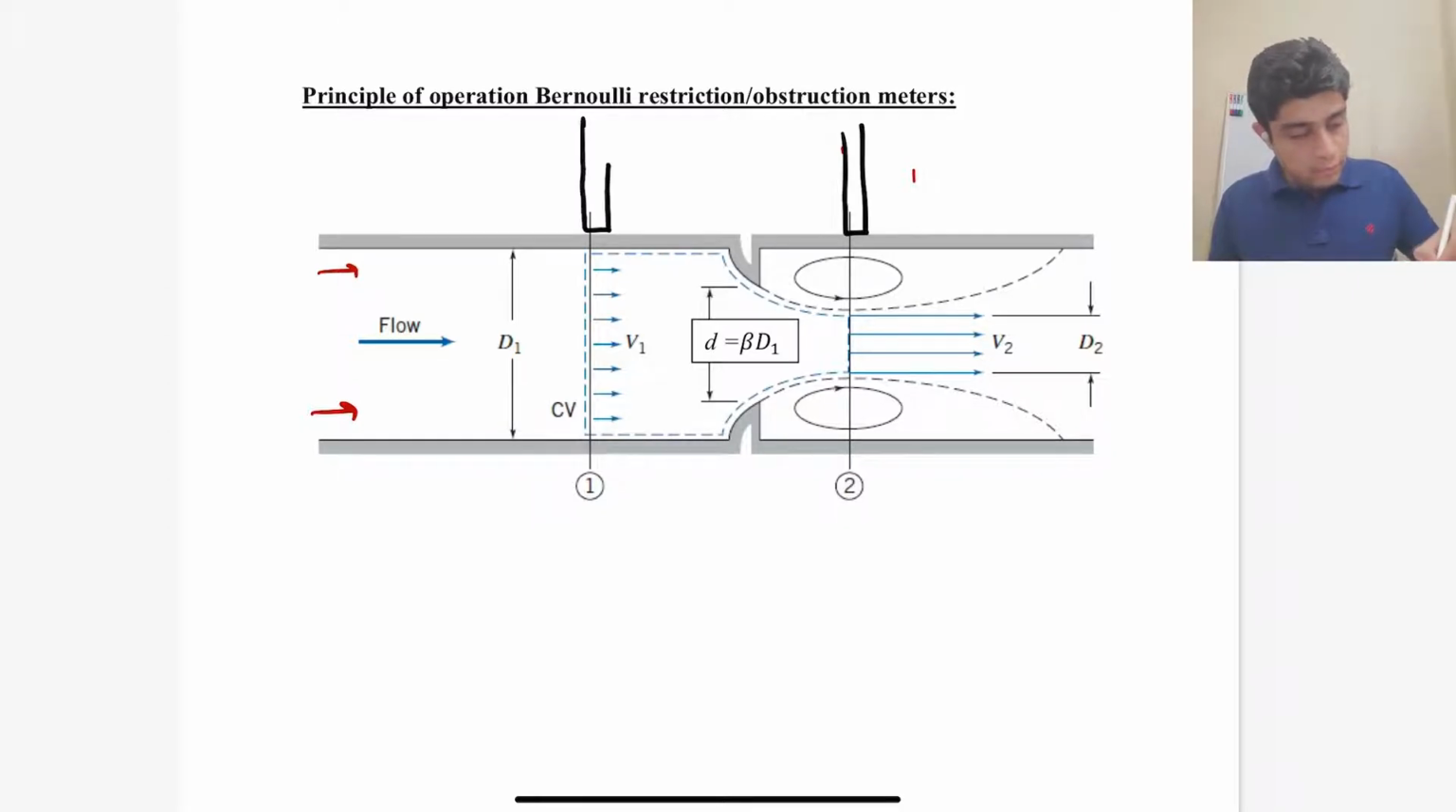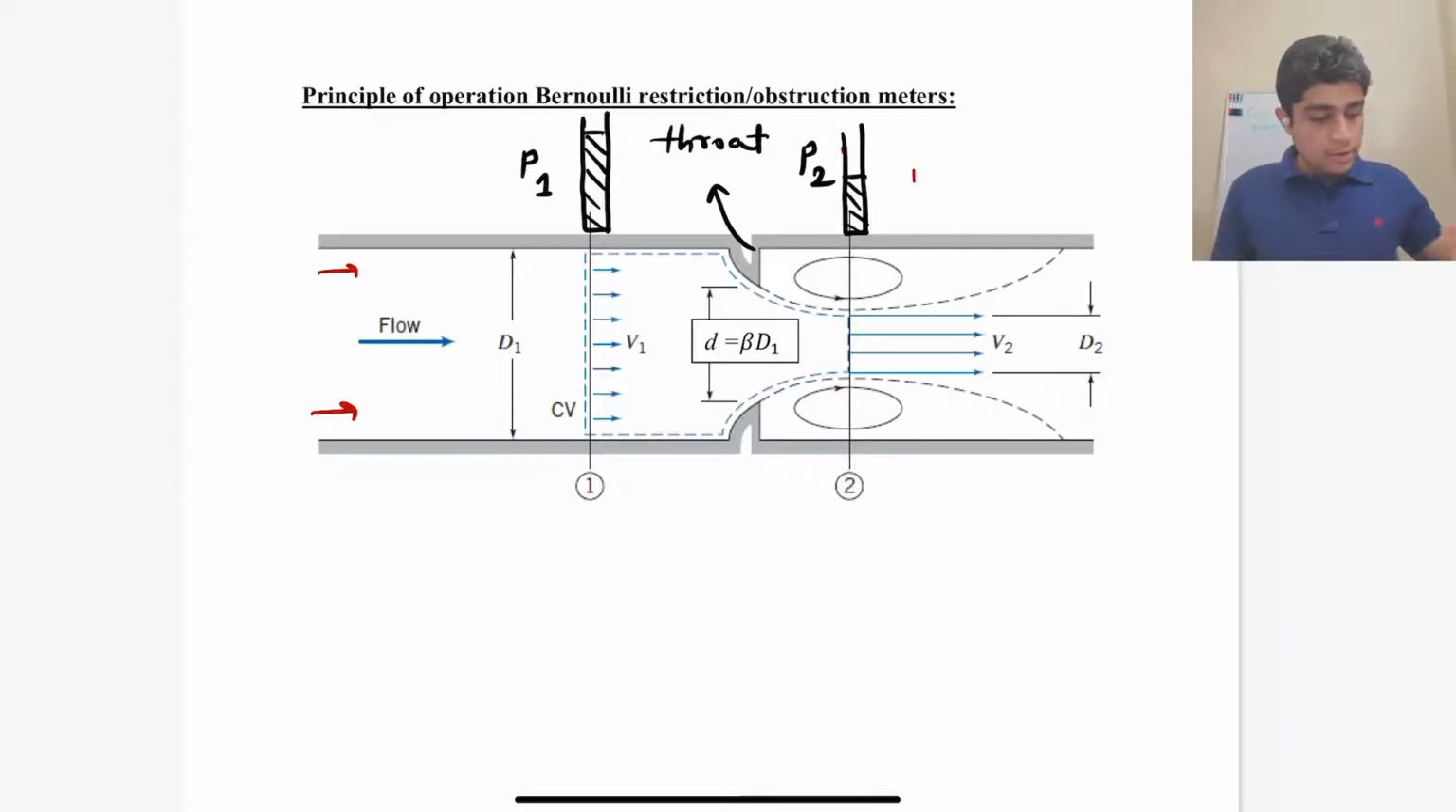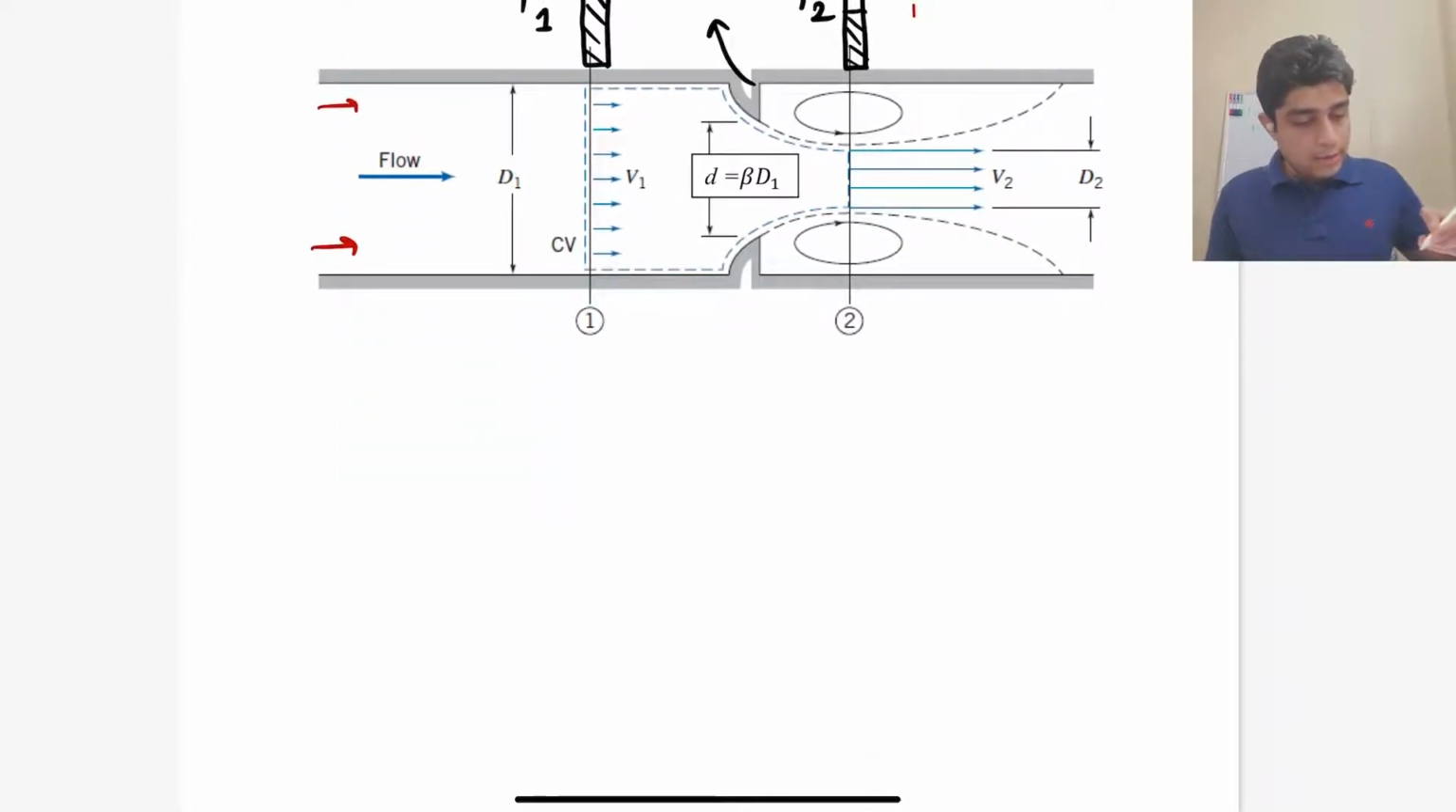So we can measure this pressure by using a U-tube manometer. Let's say the pressure upstream is P1 and the pressure measured downstream is P2, and this is the throat. So I can use conservation of mass first, because the same amount of fluid is passing. The mass flow rate is the same at point 1, at the throat, and at point 2.